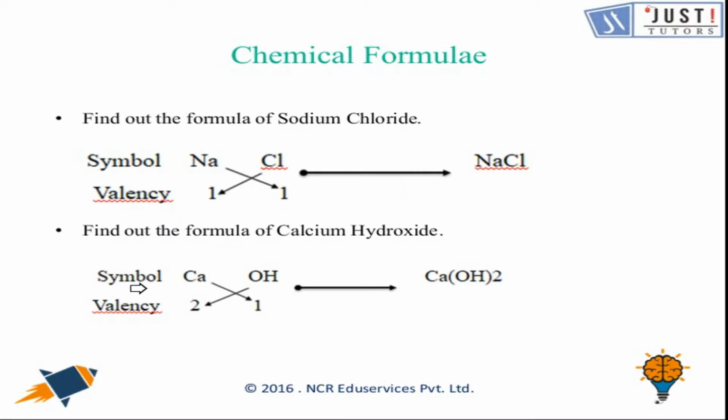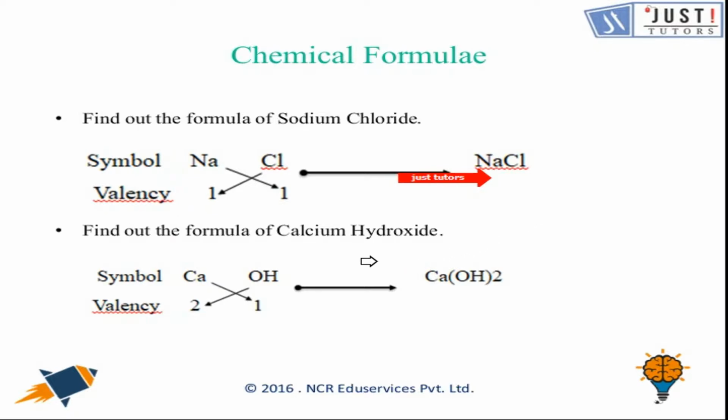Proceeding further, this slide talks about how to write a chemical formula. In the first example, we have the formula of sodium chloride. In writing a formula, we write the elements separately, then we write their valencies underneath, and then we cross over them, and that gives us the formula. So here we have written sodium and chlorine separately. Underneath we have written their valency, and when we cross over, they both have one atom. So altogether it becomes the formula NaCl.